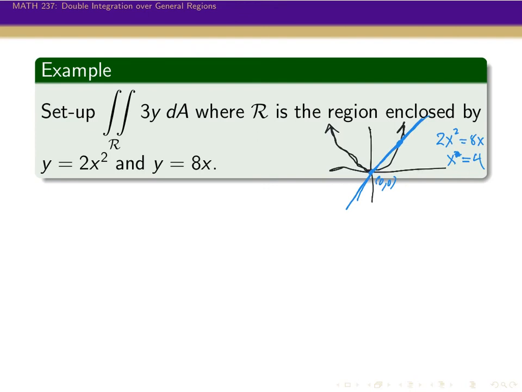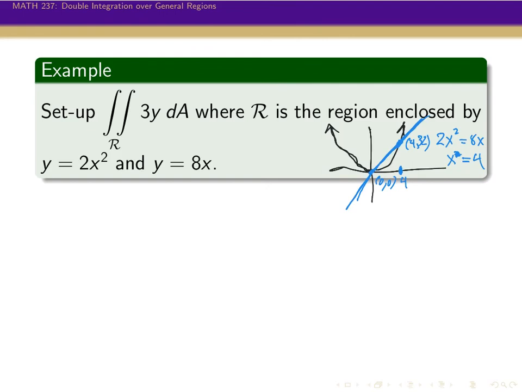Okay, so this other one is occurring at x is equal to 4, and so plugging 4 into one of these, this is happening at 8 times 4 is 32, and so this is at the point (4, 32). So as you can see, this picture is incredibly well to scale. Okay, so that's our region.